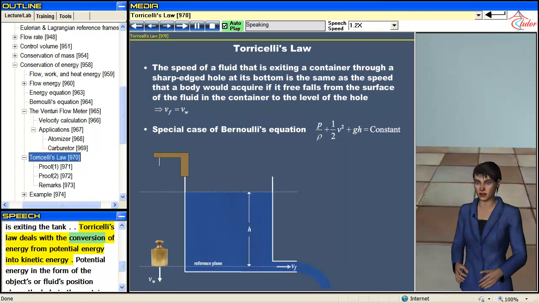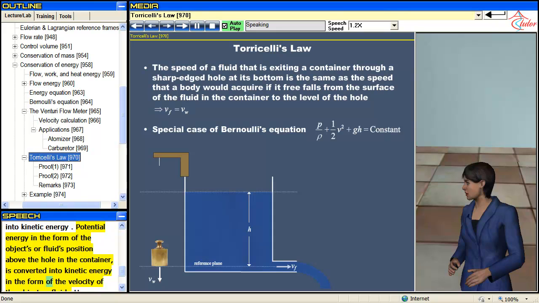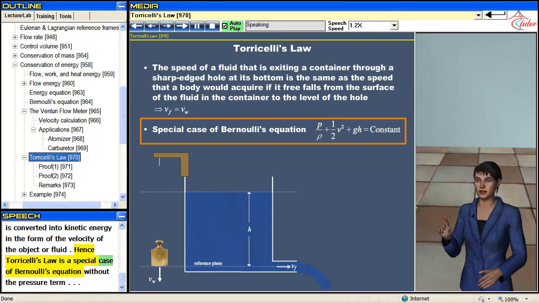Torricelli's law deals with the conversion of energy from potential energy into kinetic energy. Potential energy in the form of the object's or fluid's position above the hole in the container is converted into kinetic energy in the form of the velocity of the object or fluid. Hence, Torricelli's law is a special case of Bernoulli's equation, without the pressure term.